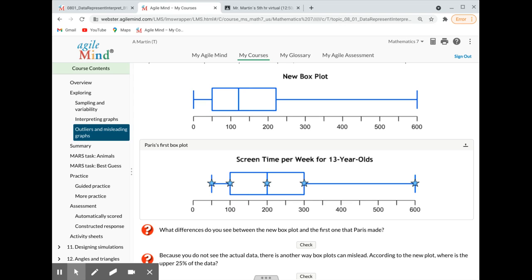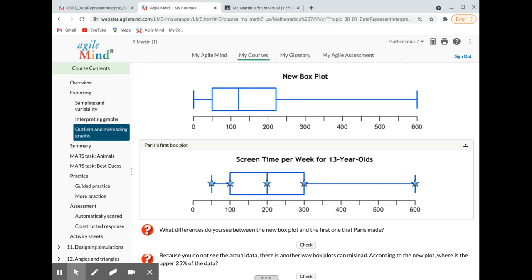The difference that I see is the median. All right, the median is different. That's one. So in the new box plot, is the median more or less than the first box plot? More. You sure? Less. Wait, less. Yeah, it's less. It's like 115. Yeah, so it's like 120-ish. So the median is less than the first box plot. Remember, the first box plot is the one that has the stars on it.